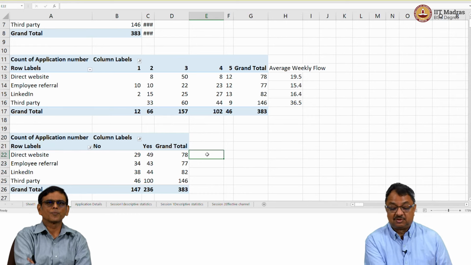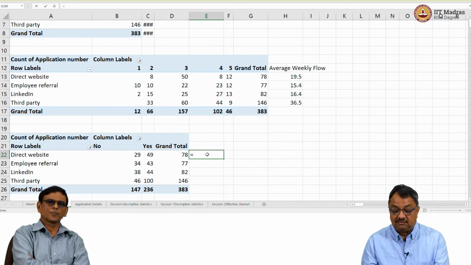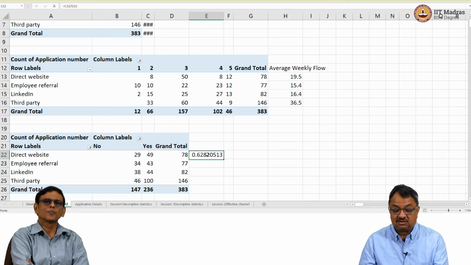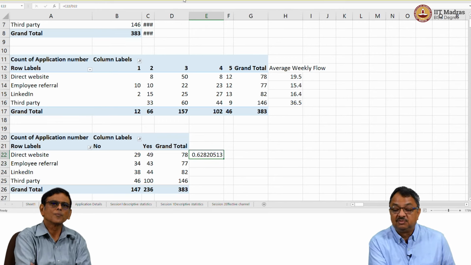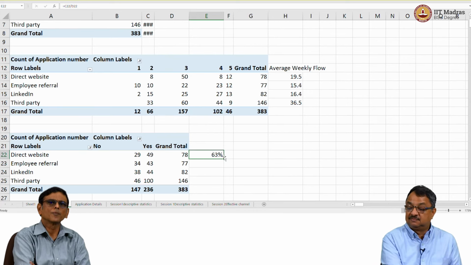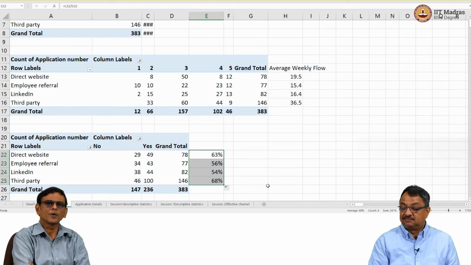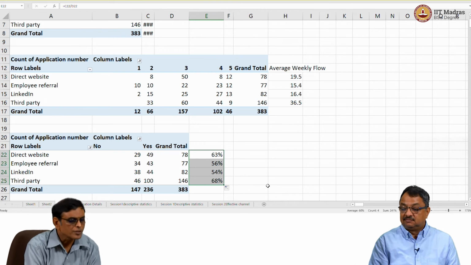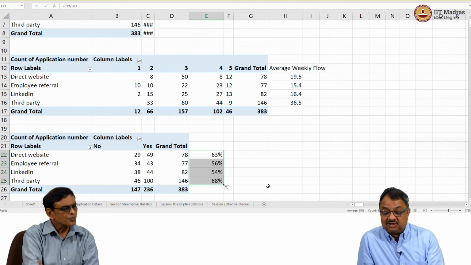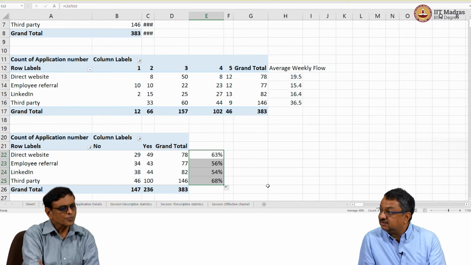And now if you want the percentage of shortlisting, then we are looking at C22 divided by D22, right? So 62% of the people who applied through the website got shortlisted. 56% for employee referral, 54% for LinkedIn, 68% for third party.